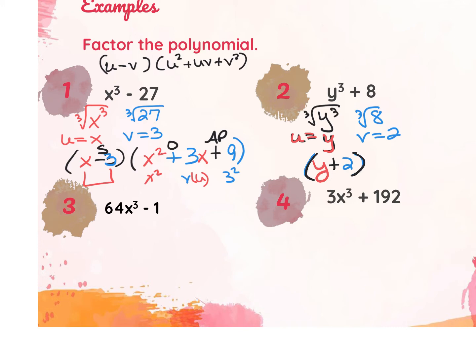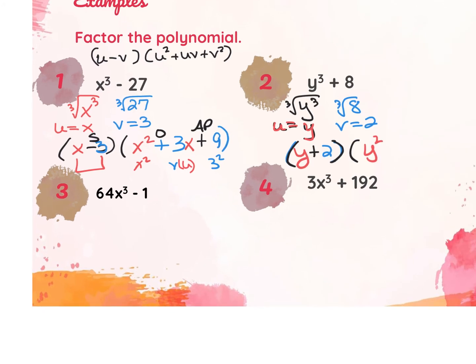And then now I'm going to square the y. I'm going to multiply the u and the v, which is 2 times y. So then that becomes opposite sign. Think soap. So 2 times y. And then the last term always positive, and it's the 2 squared. So again, soap. Same sign, opposite of the original, always positive.